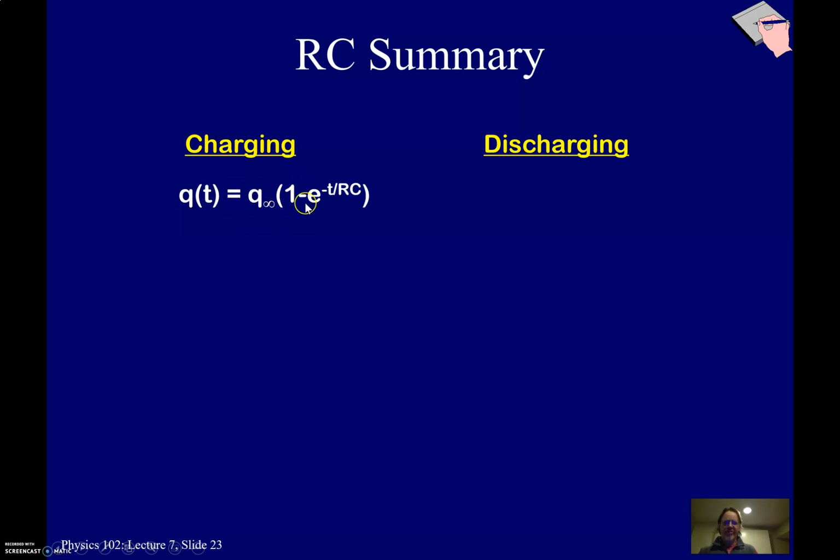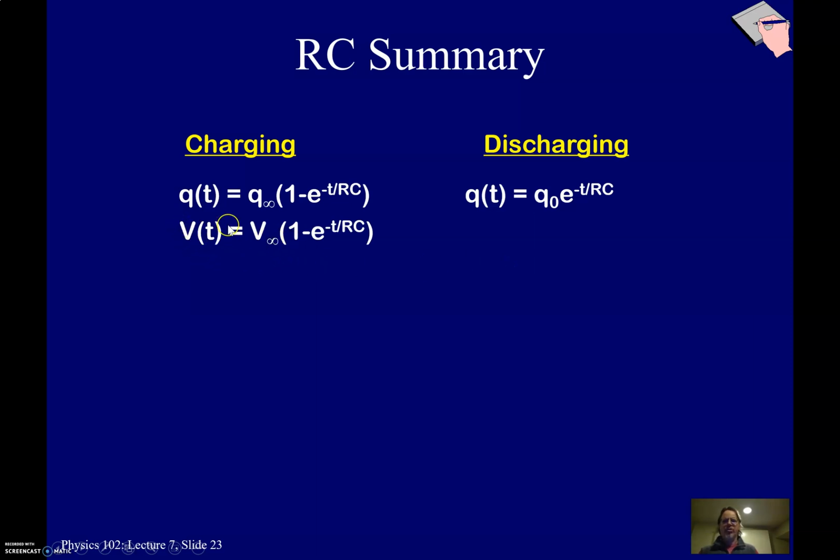As it's approaching that maximum charge, how much time has elapsed, with the resistance factor and the capacitance factor, tells you how much charge is actually on the capacitor. Discharging, you're losing it, so it's not the 1 minus, because you're eventually going to drop down to 0. Okay? So potential is going to act the same way as when charging.